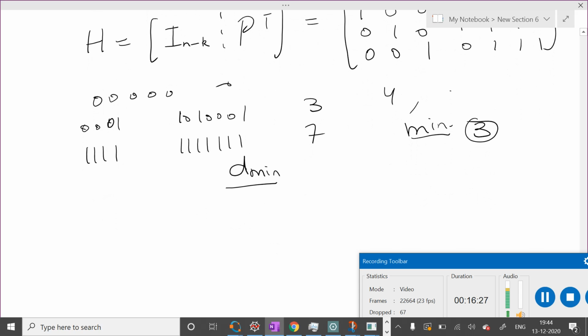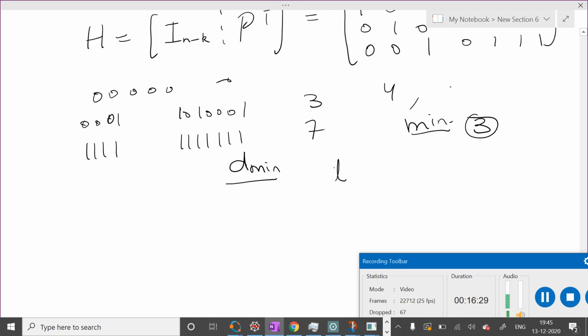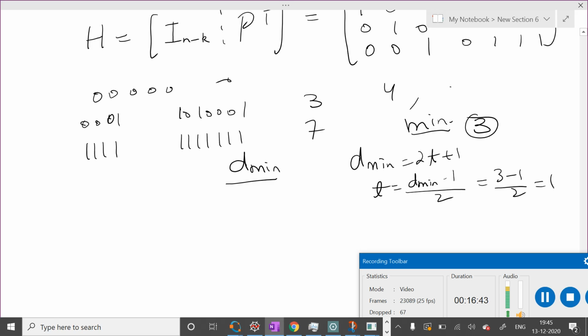So how many bits can it correct? You know that. So let me write that. You had done this last time. D minimum is 2t plus 1. So t is (d minimum minus 1) divided by 2, which is (3 minus 1) by 2, which is 1. So this Hamming code has the capability of correcting only 1 bit error. Okay.